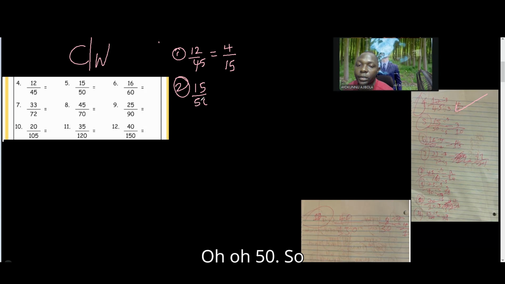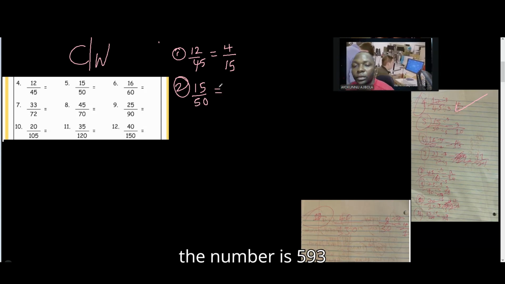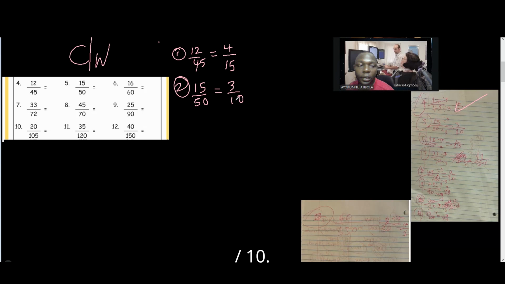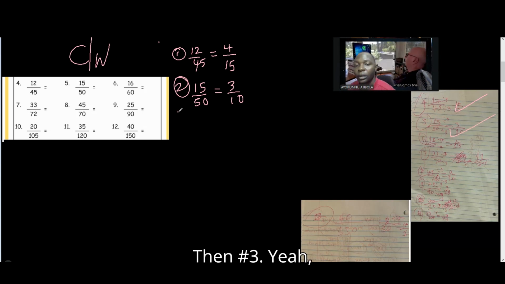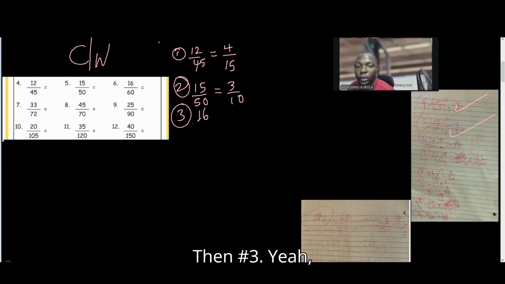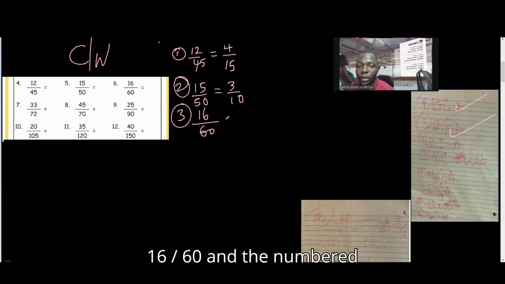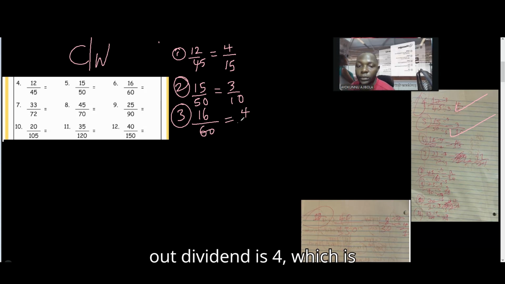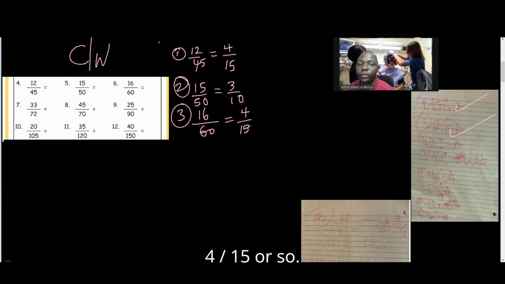Then number 2, you have 15 over 50. Over 50, so the number is 5. That would be 3 over 10. Then number 3, you have 16 over 60, and the number that would divide them is 4, which is 4 over 15 also.